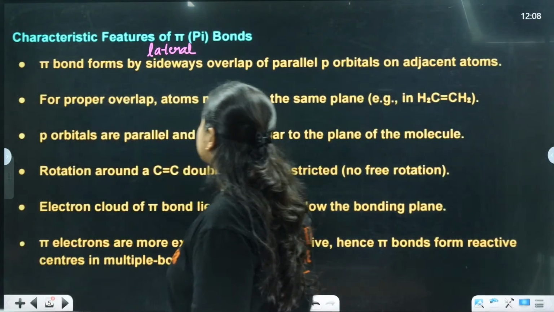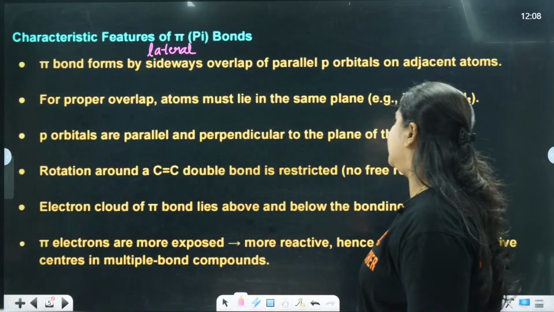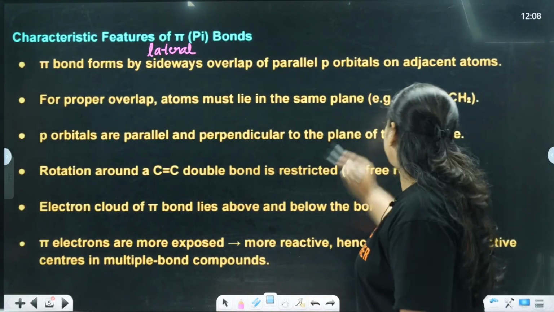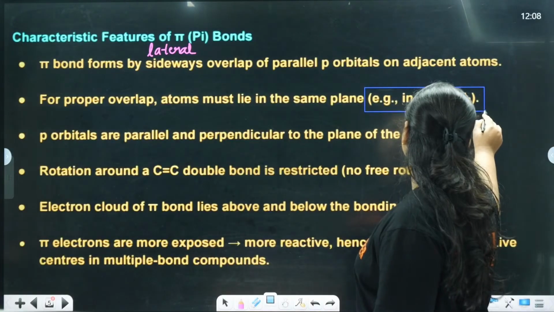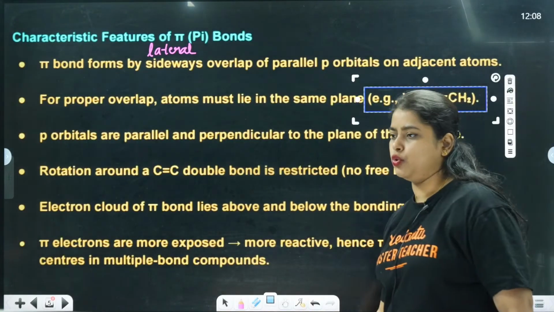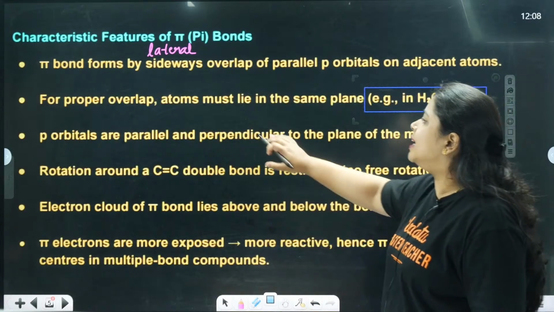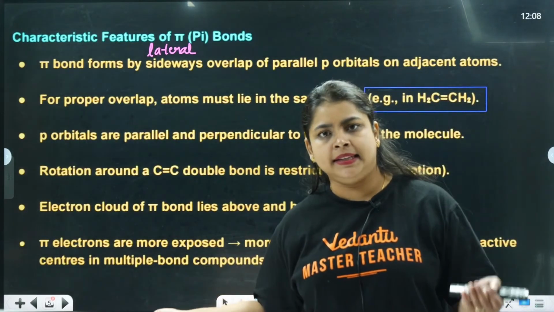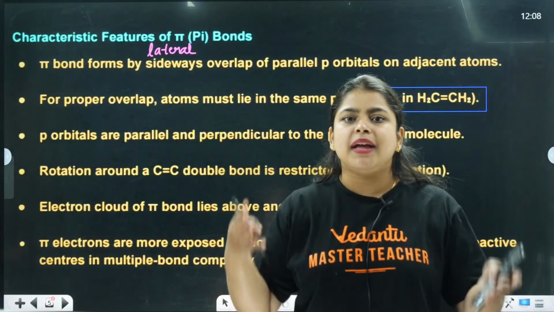Next, for the proper overlap, atoms must lie in the same plane. That is the example in CH2 double bond CH2. Means what? It should be aligned properly. If someone is hugging, one cannot lie down while the other stands and hugs. So it should be aligned properly.